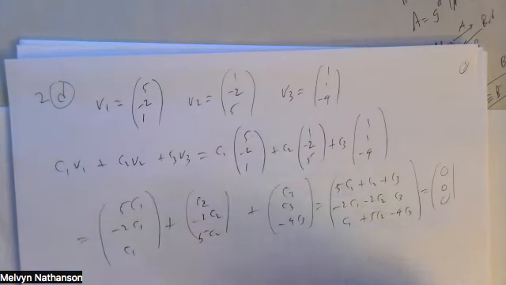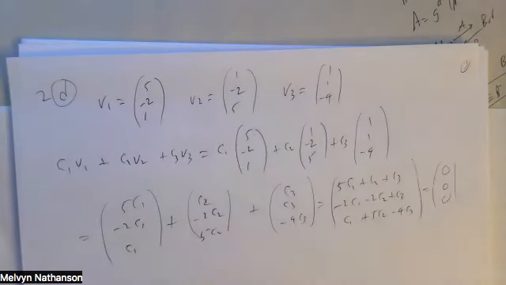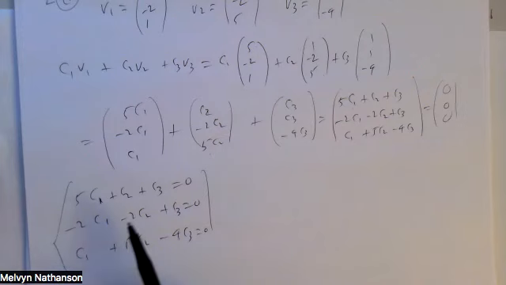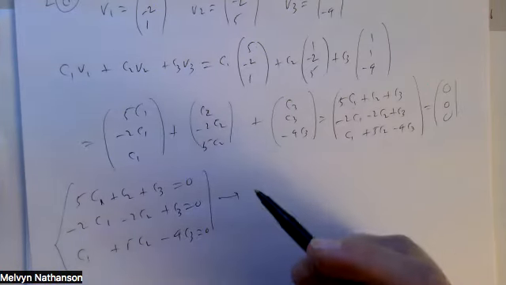So this is equivalent to solving three equations and three unknowns. Everything comes down to solving linear equations. 5C1 plus C2 plus C3 equals 0. Minus 2C1 minus 2C2 plus C3 equals 0. And C1 plus 5C2 minus 4C3 equals 0. We have to solve this system of three equations and three unknowns. So let's just solve it by Gaussian elimination.